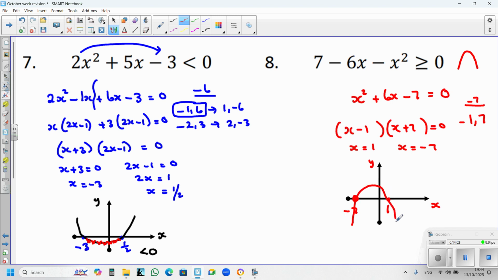It's negative. And we want the bit that's greater than or equal to 0. Greater than 0 is above that axis. Equal to 0 is on it. So what part of that graph is above the axis? It's this whole bit here. There's only one bit of it. It's continuous. How do I describe it? I describe it as x is in between the two roots, which were -7 and +1, and the arrows go that way. But it was also equal to, so we put the equal to sign in there.